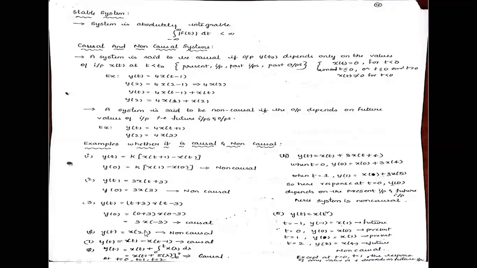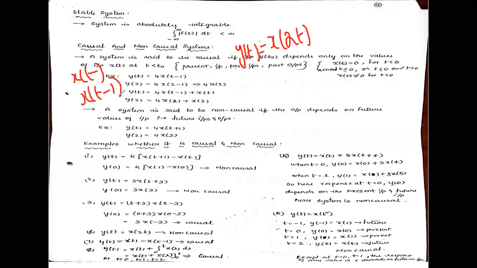X of 2t. I will explain clearly here. In x of 2t, the time is multiplied. Causal means present and past. Present means x of t, past means x of t minus 1. If I take t equal to 0, that is the present value. Then y of 0 is equal to x of 2 into 0.